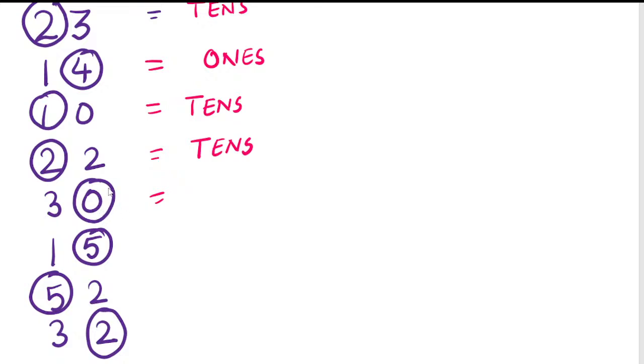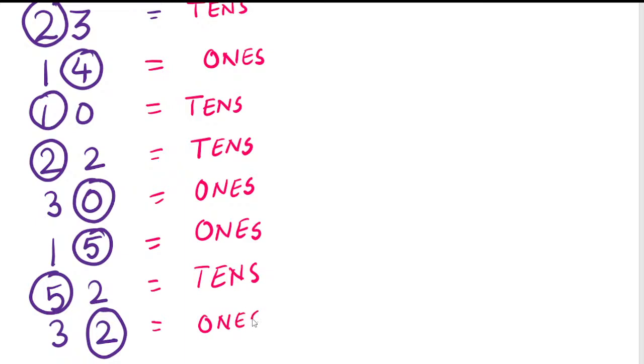Now look at the 0. 0 is at my right hand side, so the place value of 0 is 1. 5 is at my right hand side, so the place value of 5 is 1. Now this 5 is at my left hand side, that means the place value of 5 is 10. Now here the place value of 2 is 1. Why is it 1? Because it is at my right hand side.